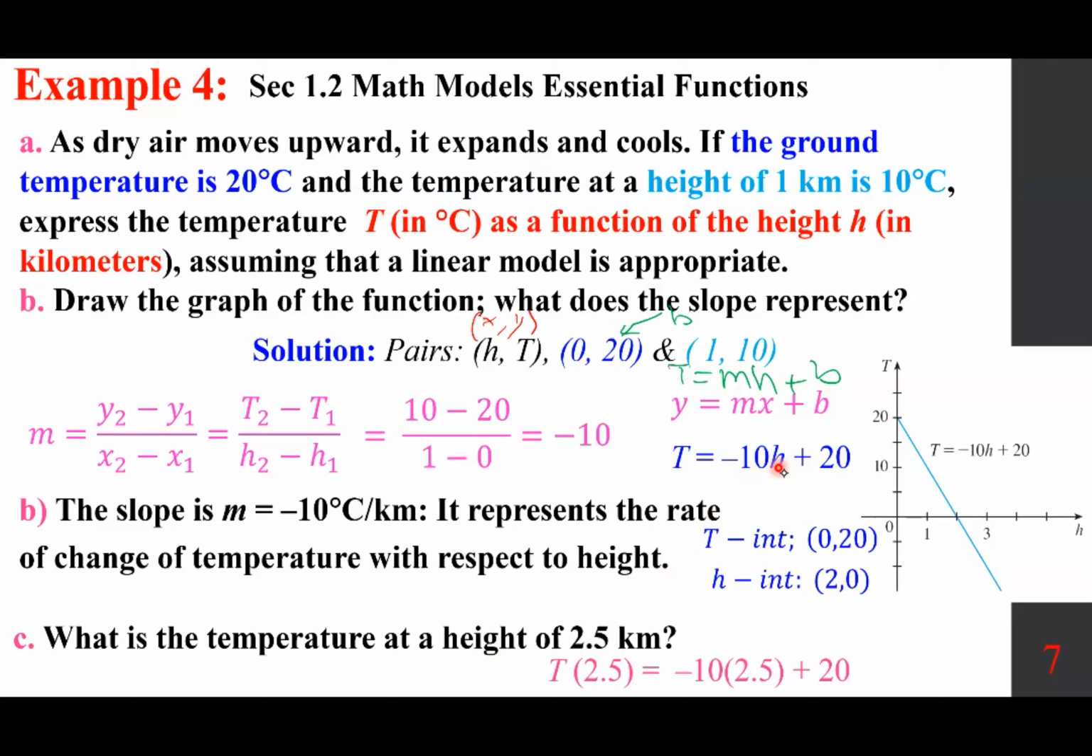F plus g of x by definition is f of x plus g of x. F minus g of x is f of x minus g of x. Fg is f of x times g of x. F over g is f of x over g of x. Needless to say, in this case, class, of course, we can't divide by zero. So g can't be zero, the denominator.